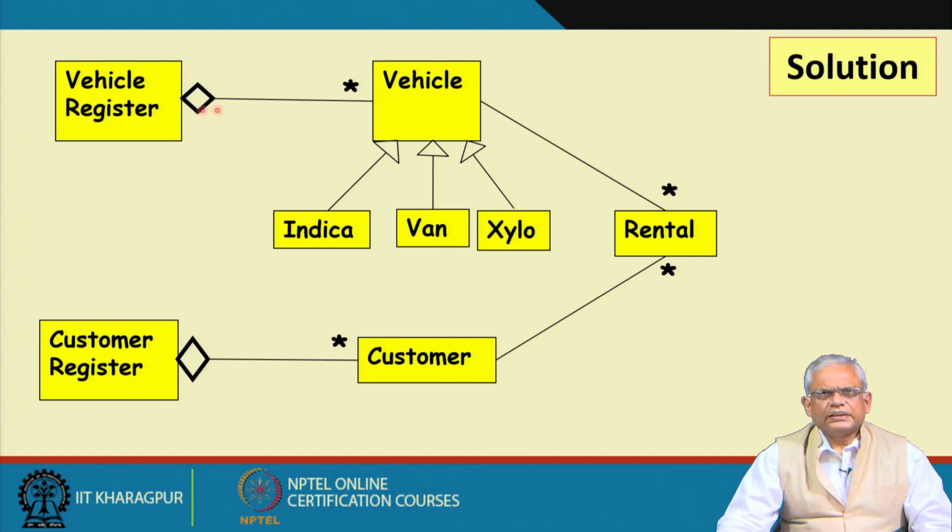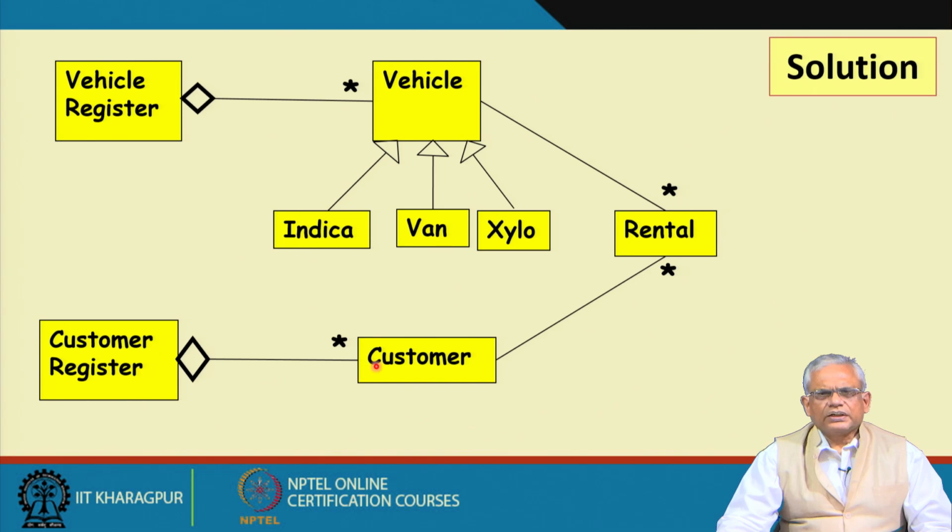So, these are all aggregated, each vehicle the data is here, but then the vehicle can be of 3 types, Indica, van or Xylo, and that is what I have mentioned here. And since vehicle is the base class and these are the derived classes, in the array of vehicle either there can be an Indica at an array position, or there can be a van or a Xylo.